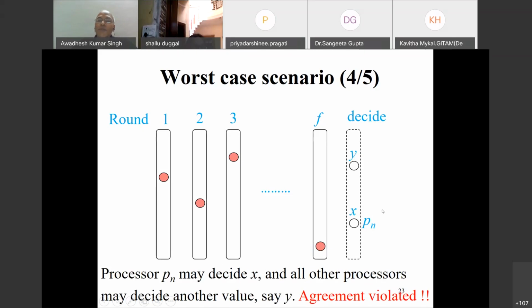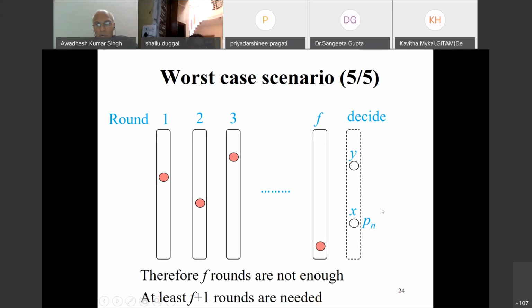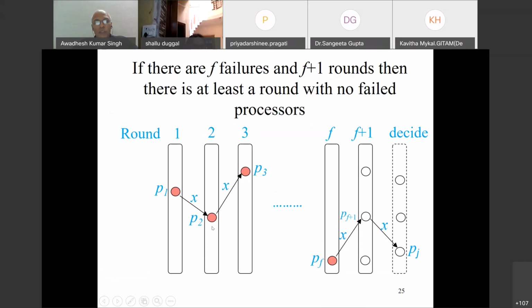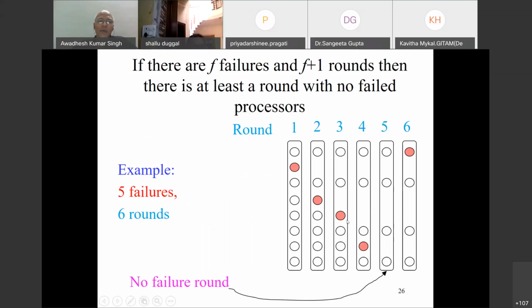However, if we have F plus 1 rounds, just increasing by one, what will happen? In F plus 1 rounds, there are total F failures. Out of these F failures, you will have at least one round where there will not be any failure. And during the no-failure round, everyone will share whatever information is available with it. So the total information available with all the sites will be the same, and that's why the decision will be correct. So that's why F plus 1 rounds are required.